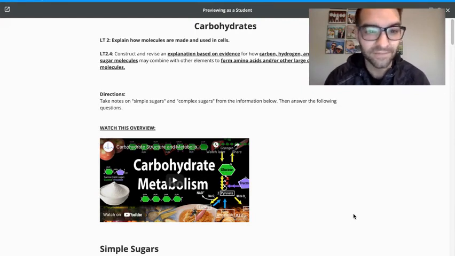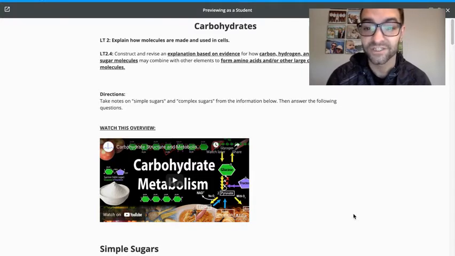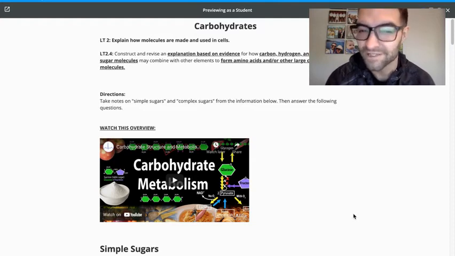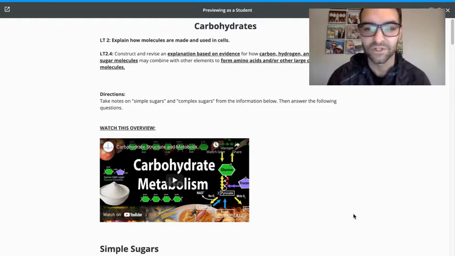But when you look at the subtarget, construct and revise an explanation based on evidence for how carbon, hydrogen, and oxygen from sugar molecules may combine with other elements to form amino acids and other large carbon-based molecules. And that's really referring to the biomolecules. So again, we have carbon, hydrogen, and oxygen from sugar.